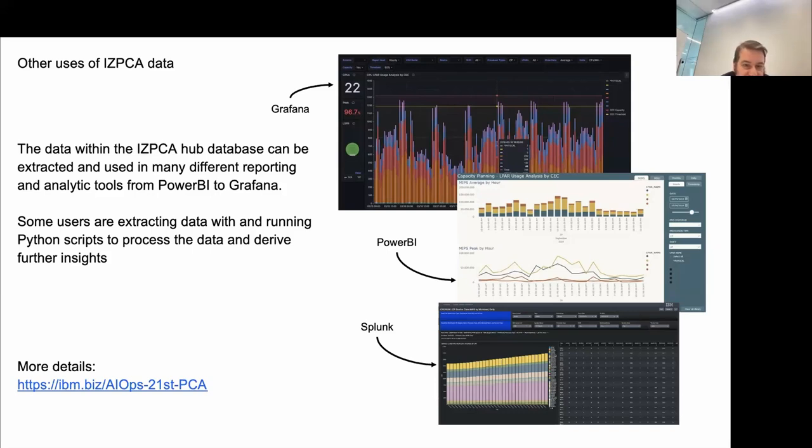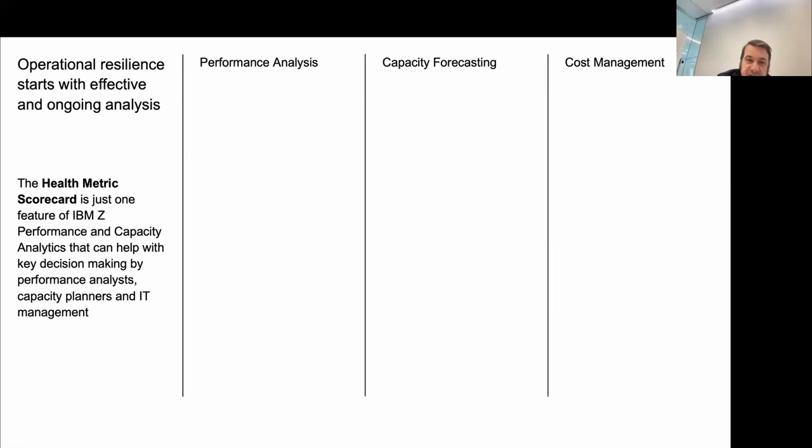You might have someone who wants to just extract the data and run some Python scripts to derive further insight into that. When you get the slides, you can go and read the blog, and it gives you some guidance on how you can do this. But yes, the data is there, and the data can be used however you want to go with it.